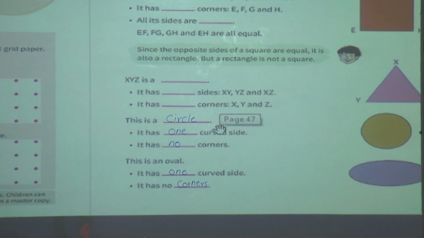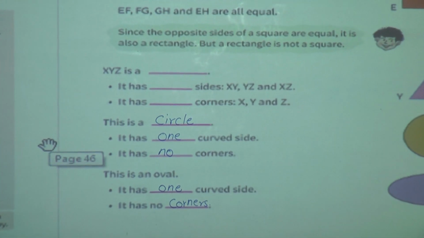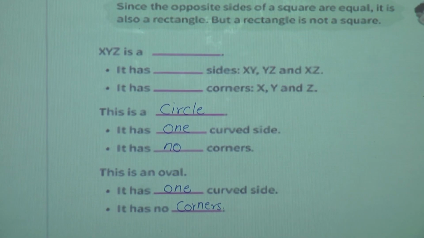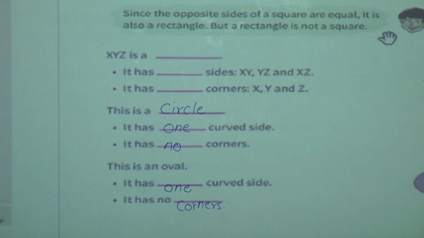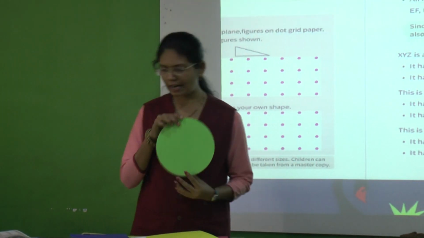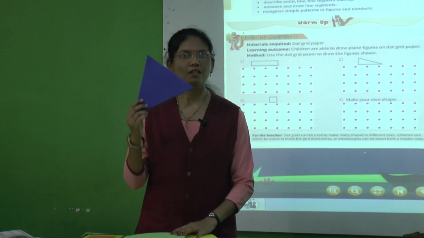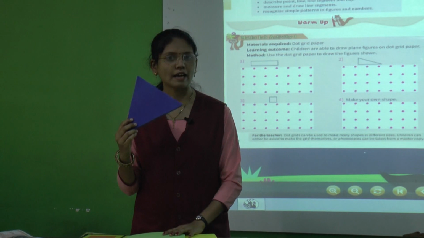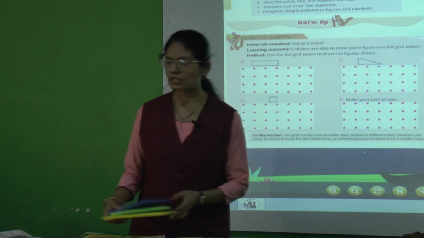Yes, is this point about the plane shapes clear? How many shapes have we seen? We have seen the square, then rectangle, then circle, and then we have seen the triangle also. These are the 4 main plane shapes. Okay, and we have also seen all the properties of these 4 shapes.